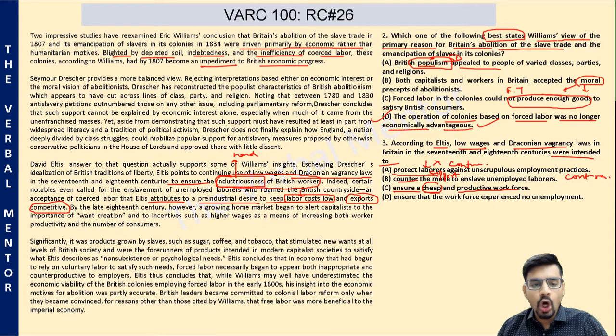So the laws were harsh. Draconian laws were there. Draconian means very harsh, horrendous, pathetic laws. So very horrible laws, inhuman laws. So draconian laws were there in order to ensure low labor costs, basically. So option C is the obvious choice. To ensure that the workforce experienced no unemployment. They were not humanitarian in nature. So this was again contrary to what the passage says.